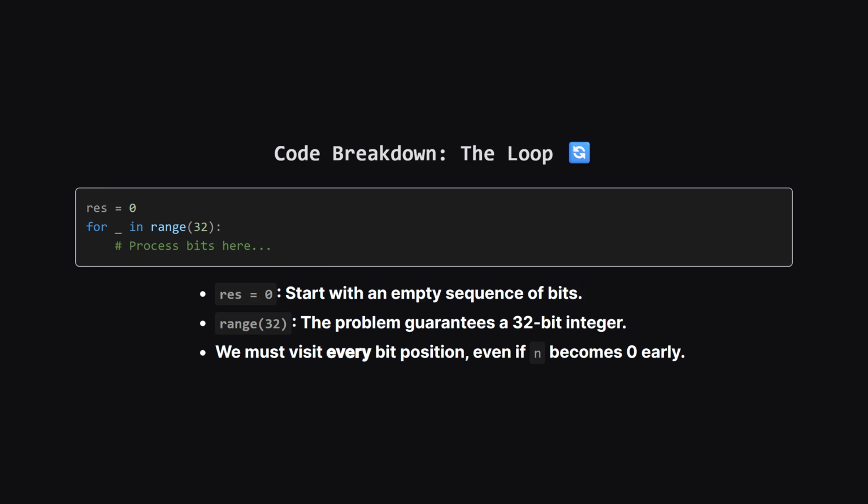First, we set our res, or result variable, to 0. This will hold our reverse number. Then, we start a loop that runs exactly 32 times. Why 32? Because the problem specifically states we are dealing with a 32-bit integer.